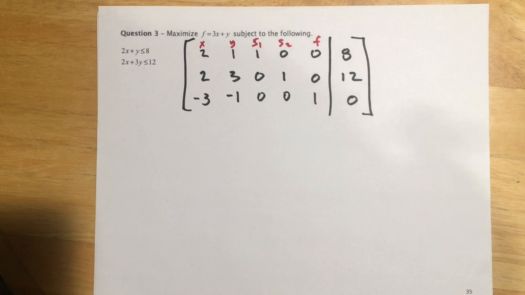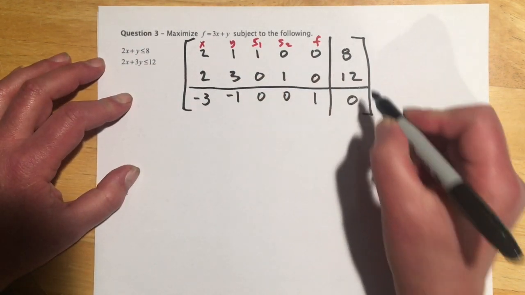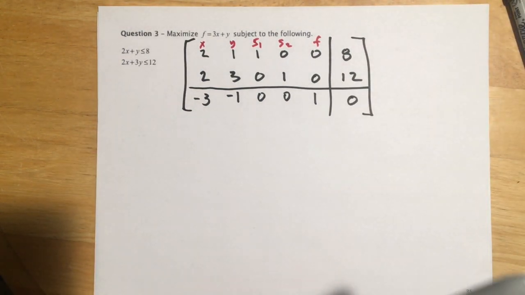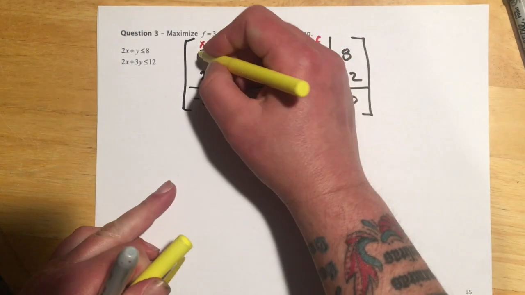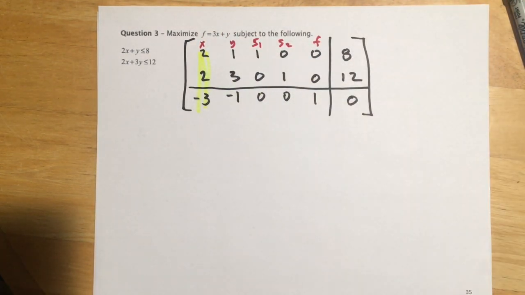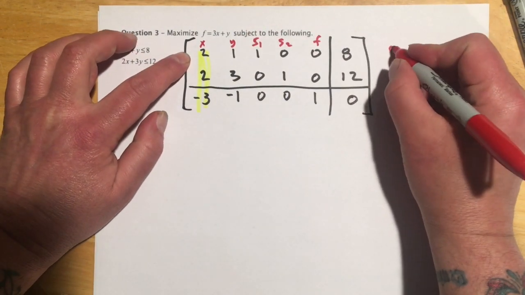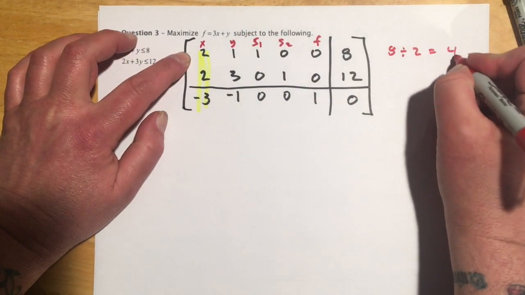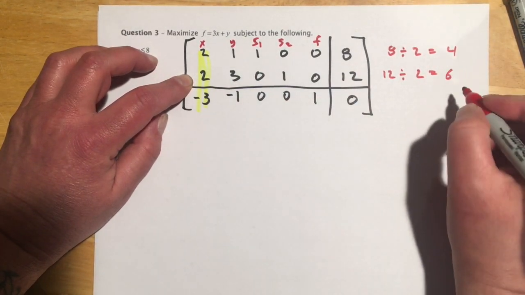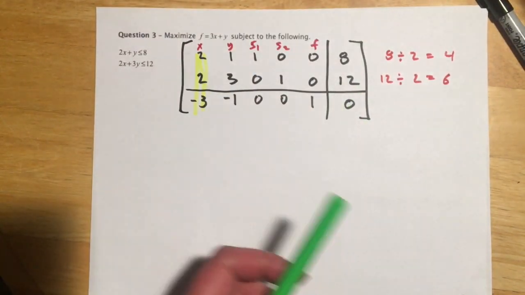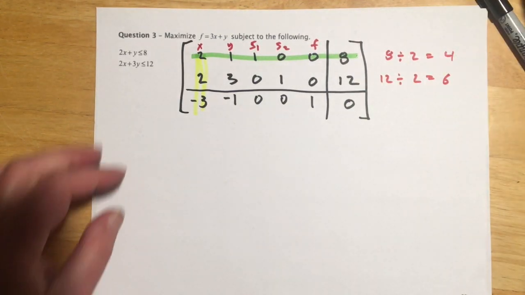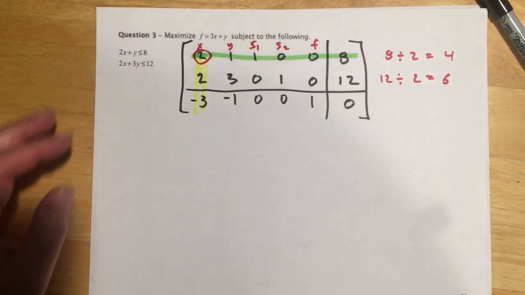And then we got to do, whoops, let me get a line right here. So this is our most negative. So that's going to be our pivot column. And then we do the division. So 8 divided by 2 equals 4, and 12 divided by 2 would equal 6. So that makes this top one our pivot row. So that 2 is going to be our pivot entry.